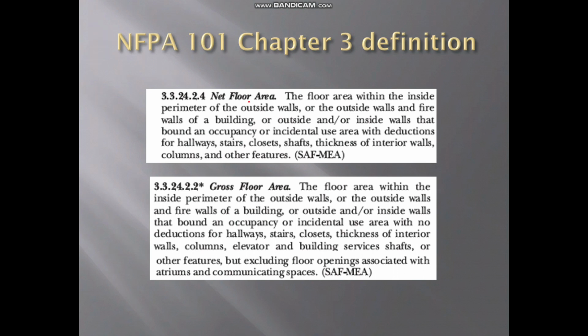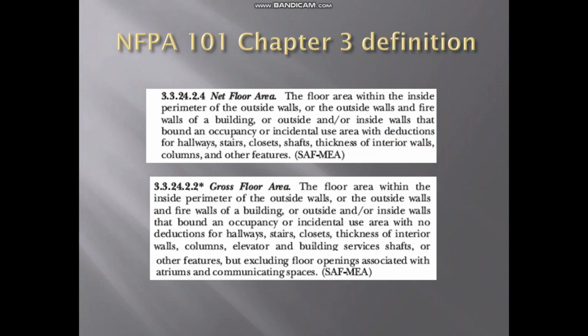If you go to the definition in chapter number 3 of NFPA 101, it is the same concept like net floor area. For example, in the net floor area you see the deductions of hallways, stairs, closets, and thickness of interior walls, same as IBC chapter number 2. In the gross floor area there is no deduction. You have to consider all the internal part of the walls as it is.